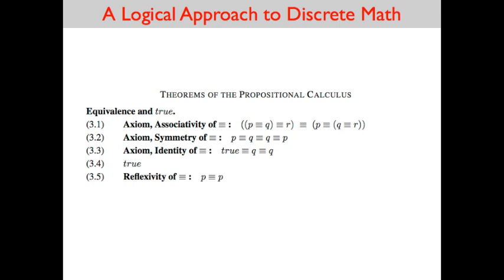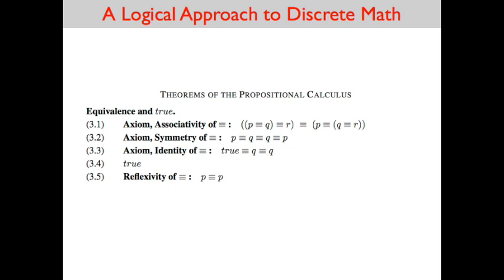So this is an axiom. And what does this say? This says that if you do P equals Q first, and then you equivalent that with R, are you with me? That's the same thing as doing Q equals R first, and then doing P equals that. How do you prove that? Yeah, we did, but we did it with truth tables.